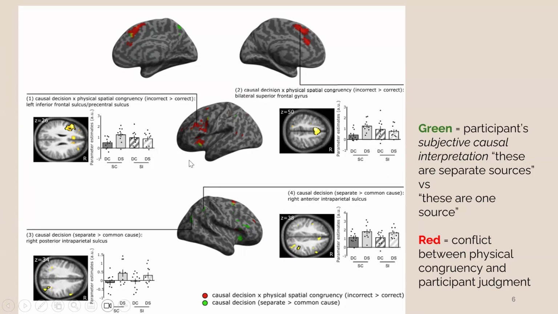Let's see. Okay. So these red ones are about when the responses were incorrect. So the participant said that audio and visual came from the same source, but they were not coming from the same source, or the participant said they were different sources, but they were the same.